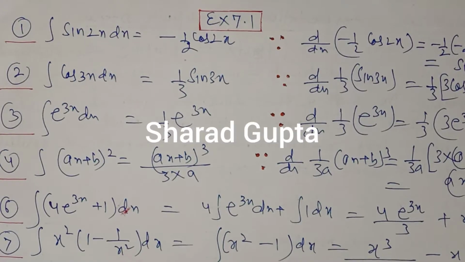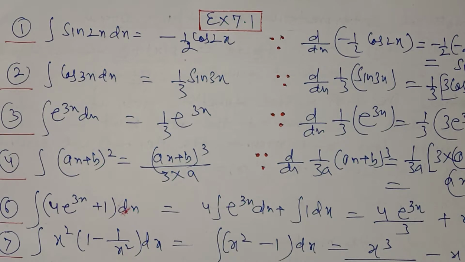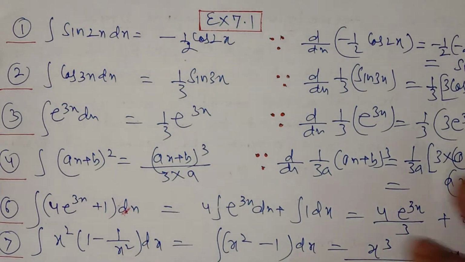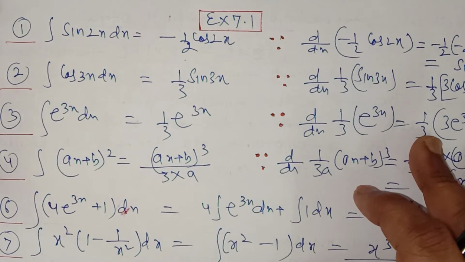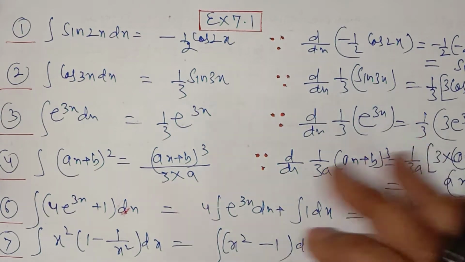Hello, this is lecture number 2 for the chapter Integration for class 12th, and in the last lecture we have done the basics of integration. Now starting with exercise 7.1, from question number 1 to 4 you have to use the antiderivative to find the integration of the following functions.